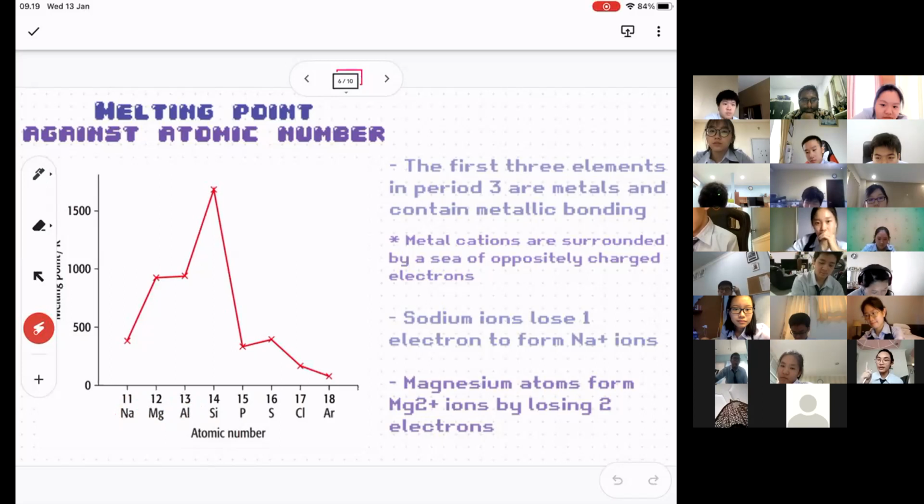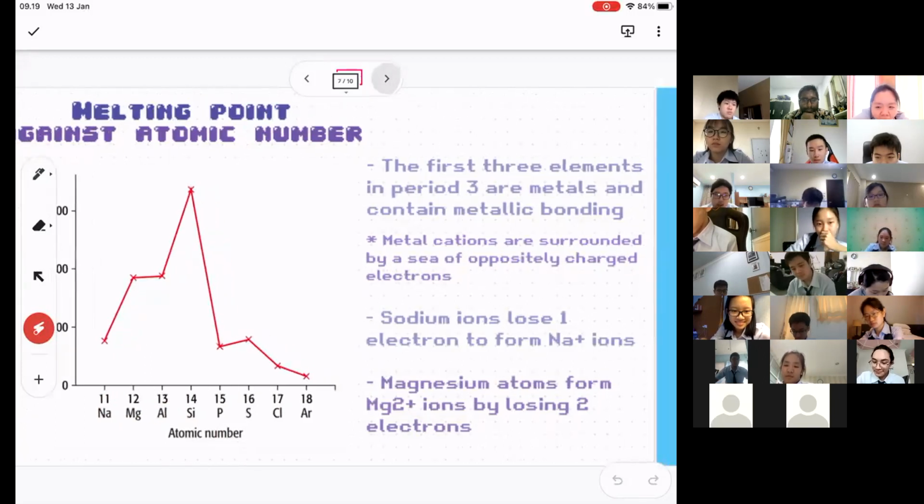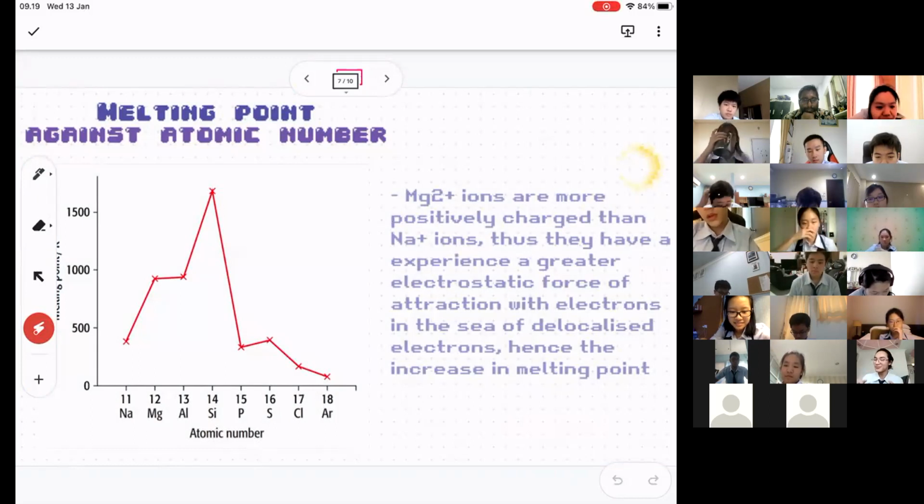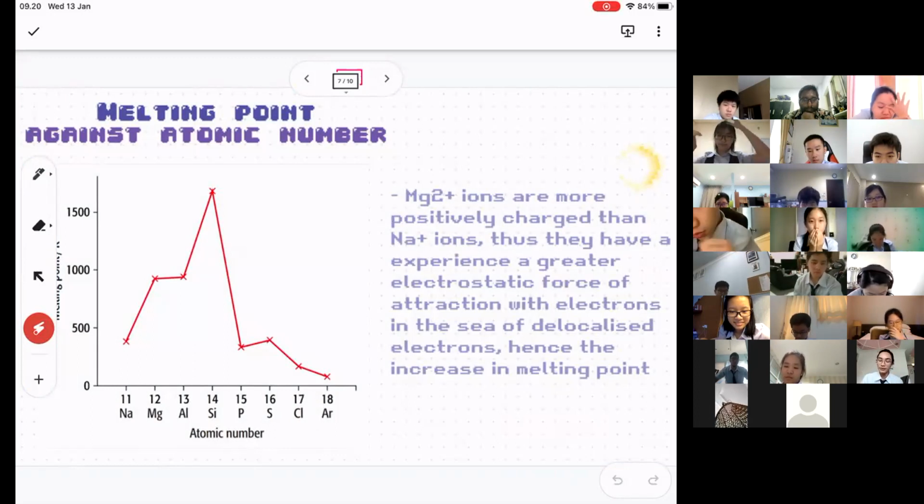Sodium can lose one electron to form Na+ ions. Magnesium atoms can form Mg2+ ions by losing two electrons. These Mg2+ ions are more positively charged than sodium ions, well, obviously. Therefore, they experience a greater electrostatic force of attraction between the sea of electrons and itself. Therefore, it will have a greater melting point than sodium.